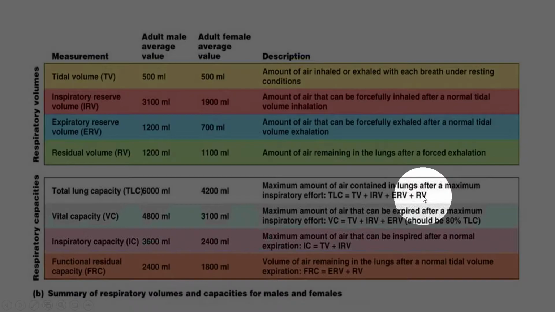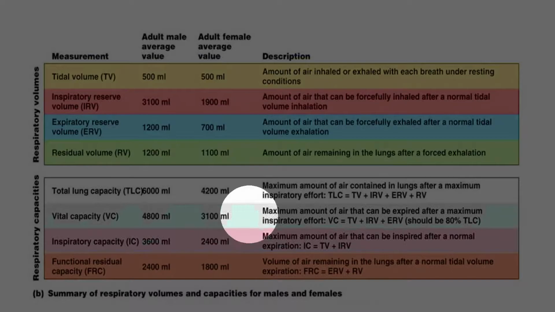So we see that the total lung capacity is basically the combination of all the lung volumes, and it is equal to 6000 ml and 4200 ml. Now come to another type of lung capacity, vital capacity. Vital capacity is about 4800 ml in male subject and 3100 ml in female subject.